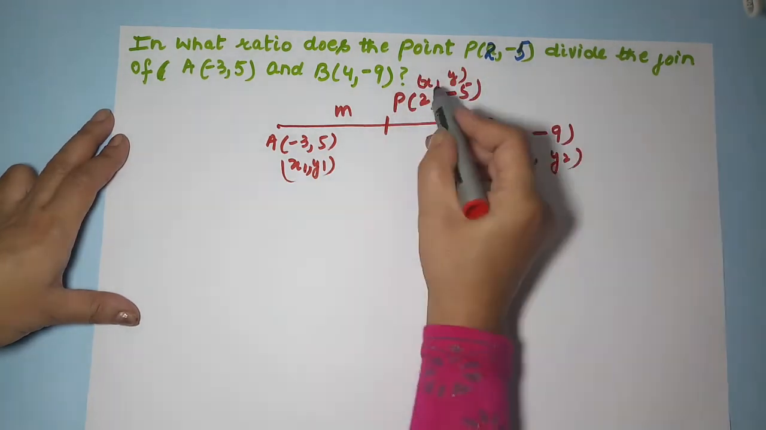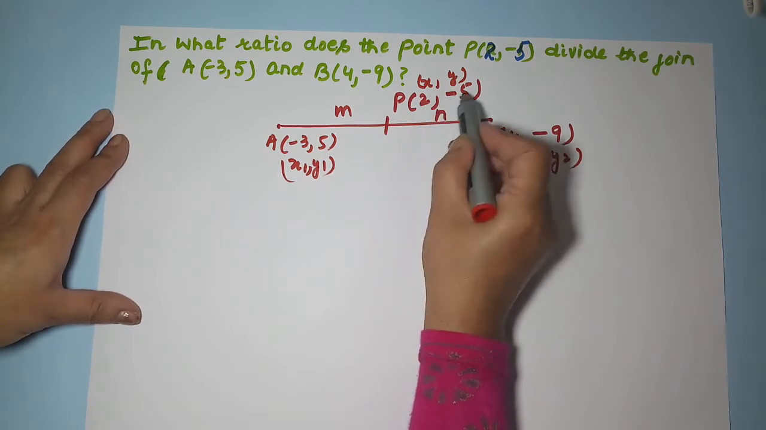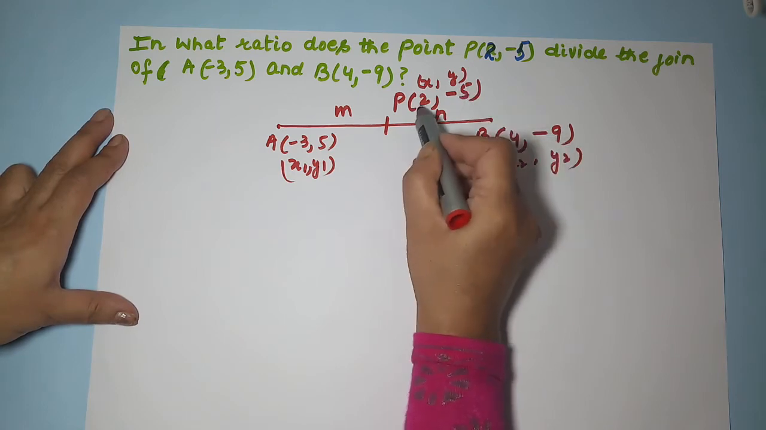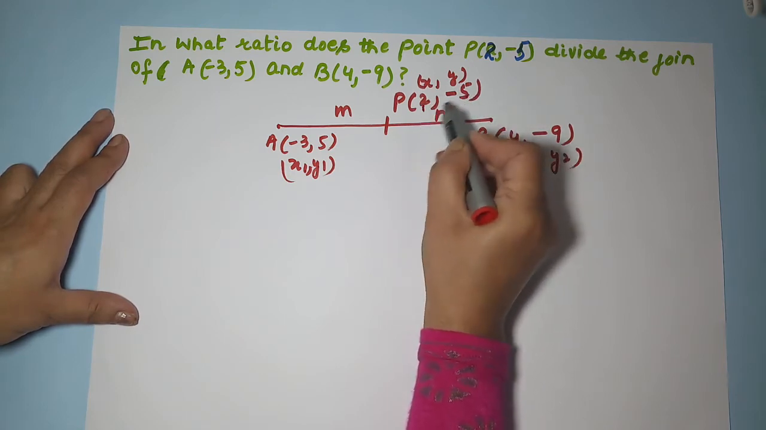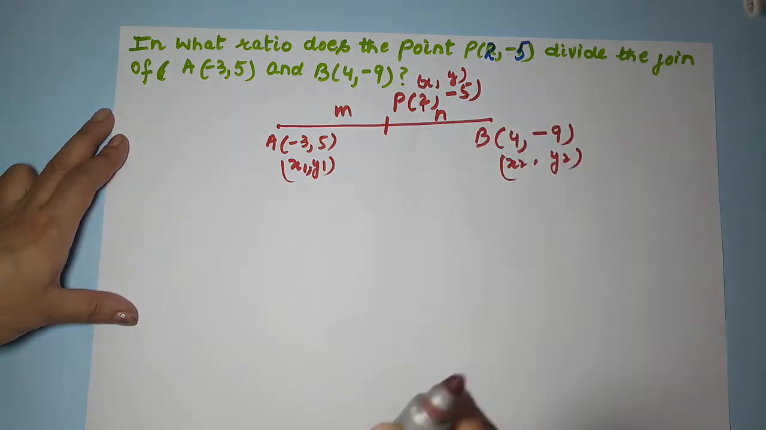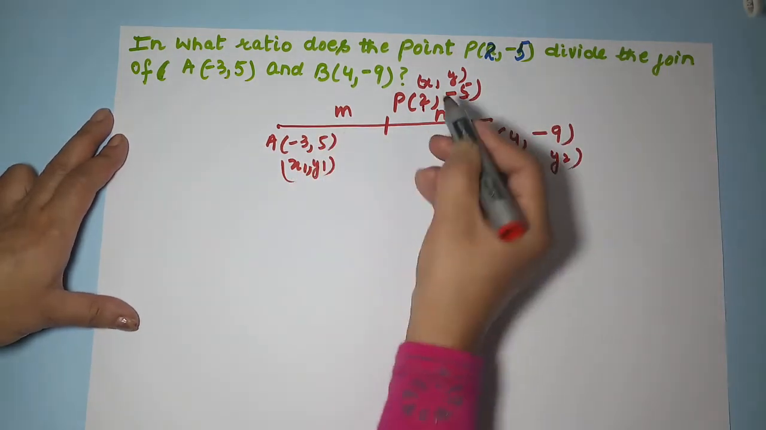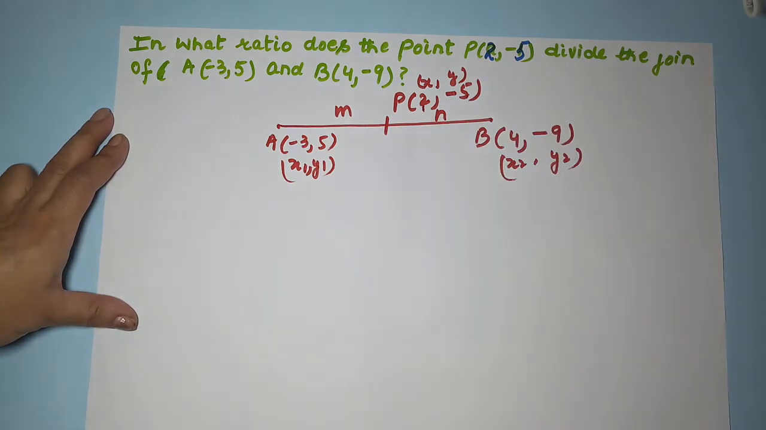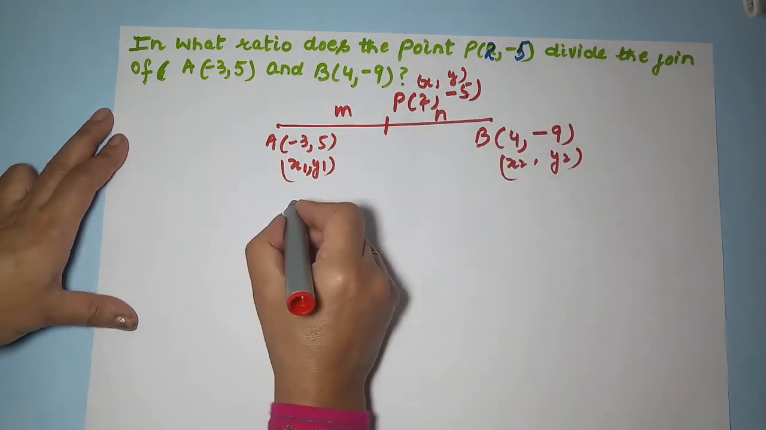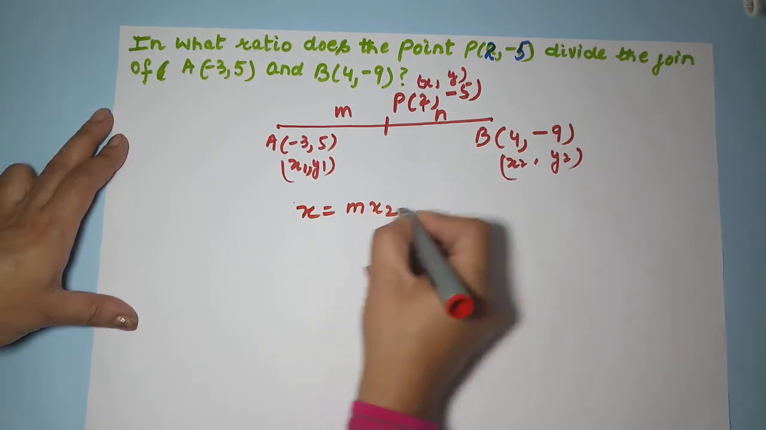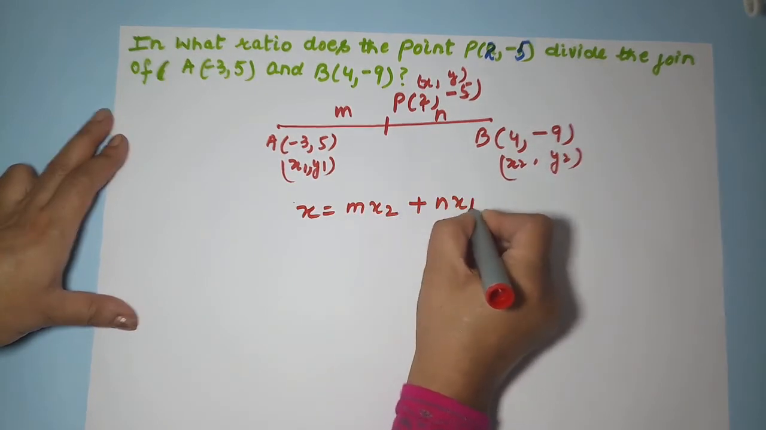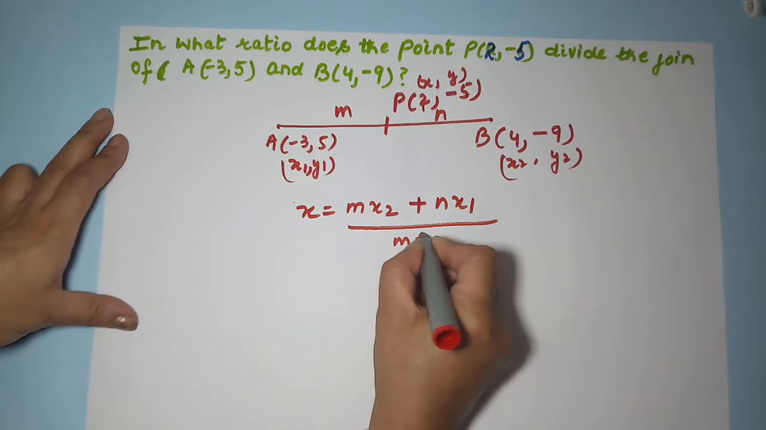Right? Now here both are numbers. In the previous question we had one as a and another as some number. That is why we took the y coordinate. Here you have both the numbers. You can pick any of the numbers and you will get the same answer, same ratio, even if you are taking x or y. Right? Let's take the x coordinate. So x is equal to (mx2 plus nx1) upon (m plus n).